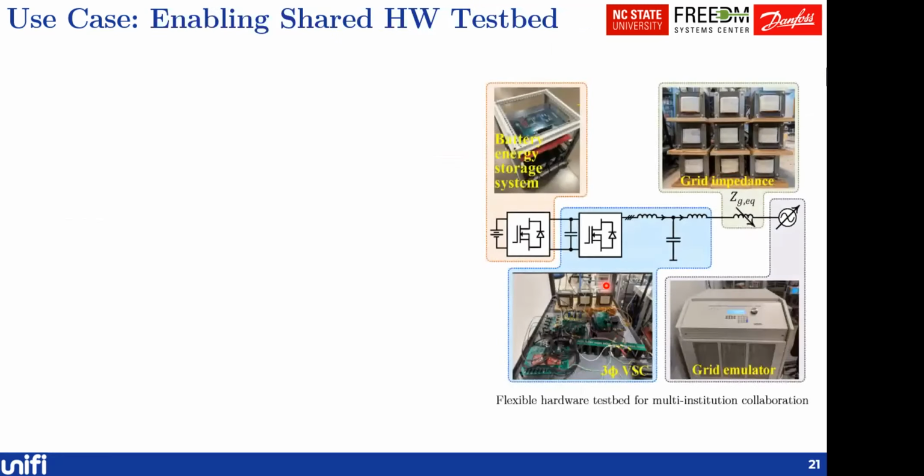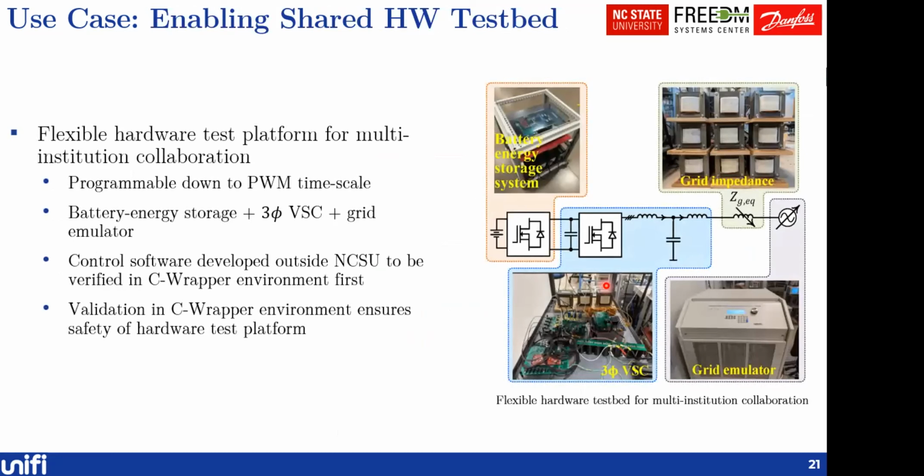Moving forward, this is the same hardware that Awal was showing earlier and that has been used by us for the lab demo. Now, we also envision using this hardware test bed across the consortium, and the wrapper simulation environment can help us do that. For now, we evaluate any of the control development in the SIL simulation environment before implementing it on the hardware. But any of the control software developed outside NCSU can be verified in this C wrapper environment first.